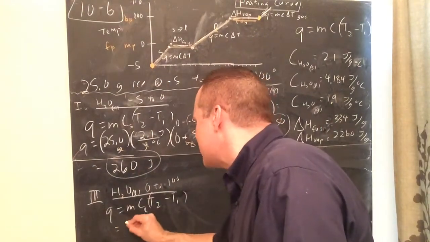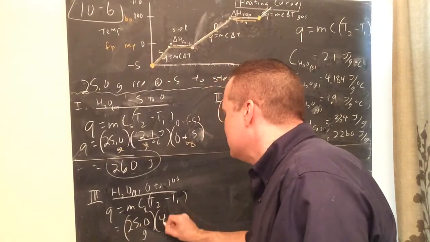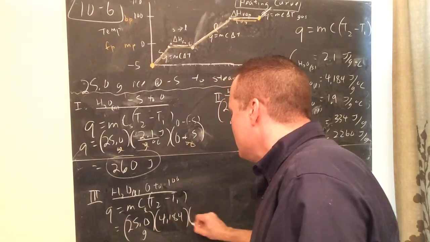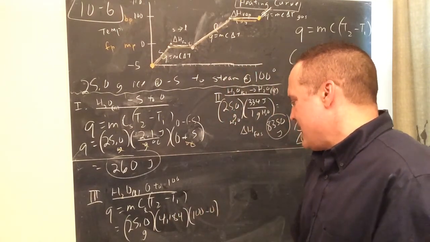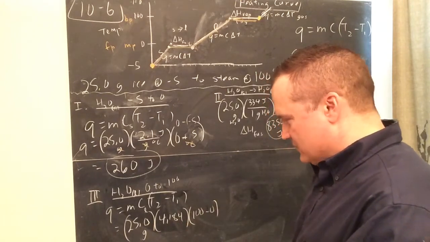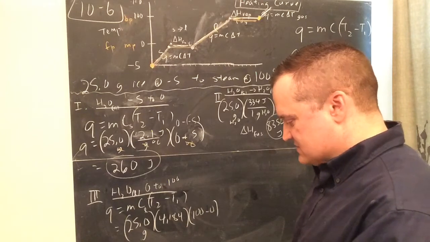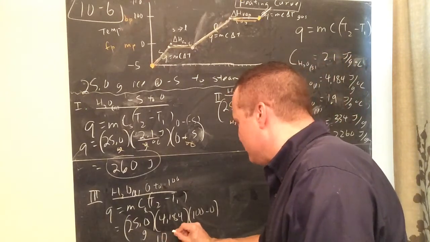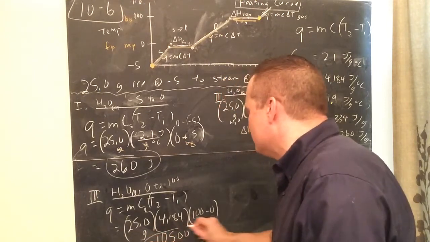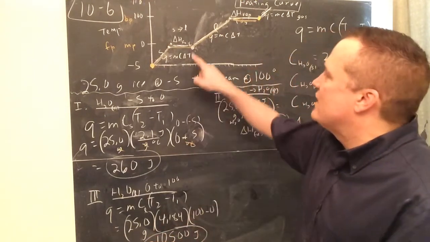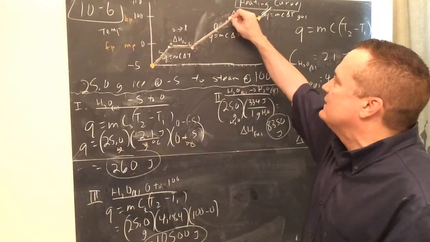Okay, so the mass is still 25. See, the mass never changes. 25 grams, 4.184. And then the final temperature is 100 minus 0. I won't put in all the units there. Let's go a little bit faster. And it's 10500. I'm doing sig figs. 10,500 joules of heat is needed to go from 0 liquid all the way up to 100 liquid.